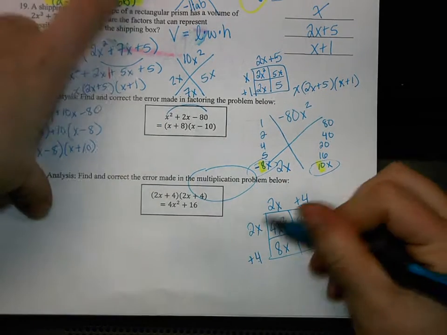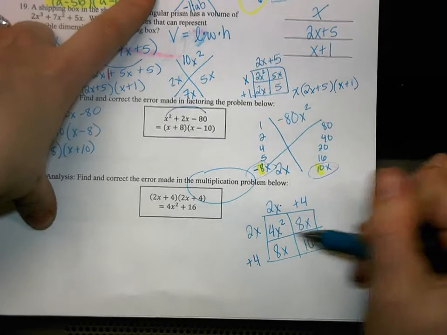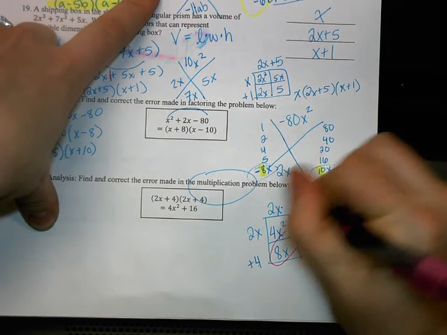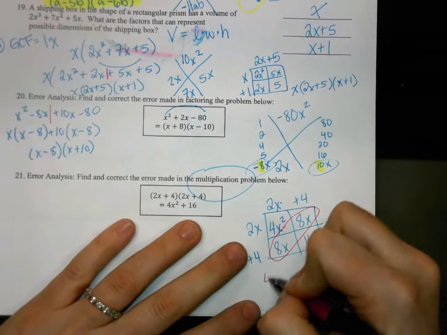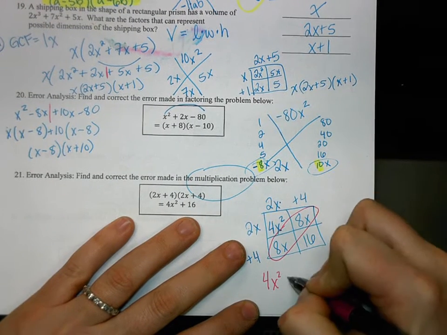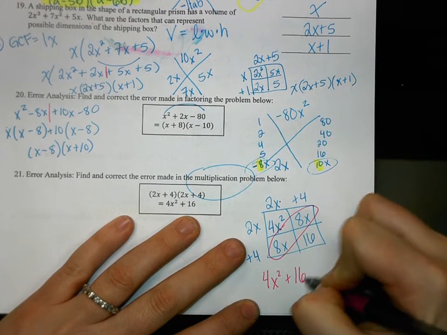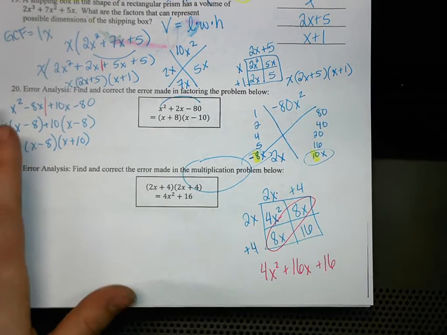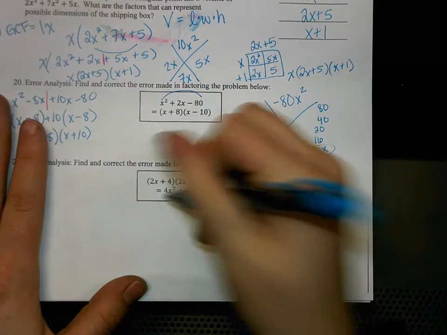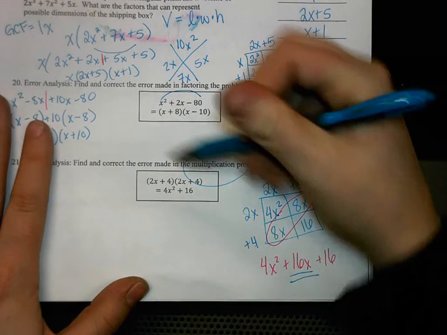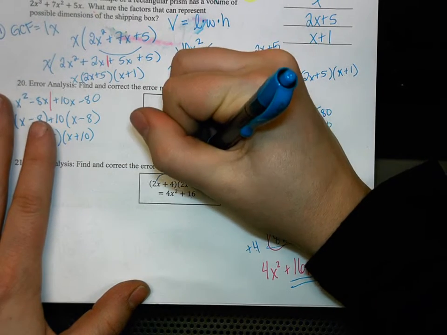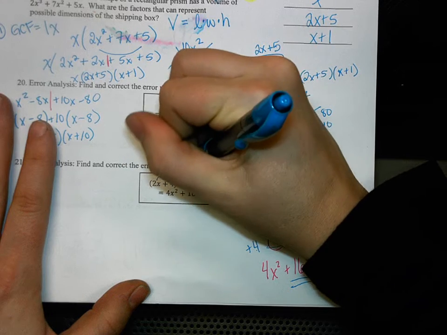Oh sorry, we already did that. So once we get all of our areas inside, we can add our like terms, and I get 4x squared stays the same. 8x plus 8x is 16x plus 16. So here, they're missing the middle term. So that tells me they just multiplied 2 times 2 and 4 times 4.